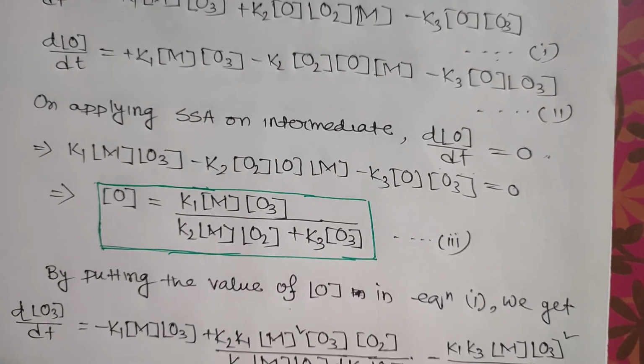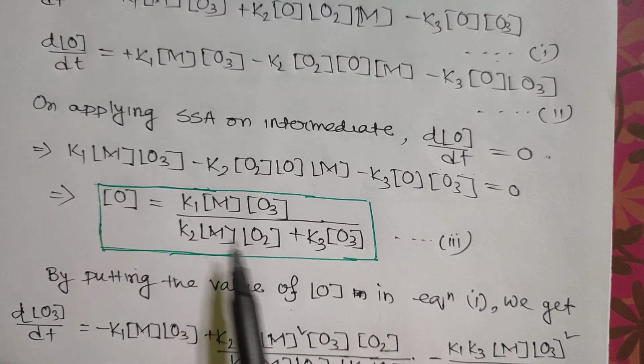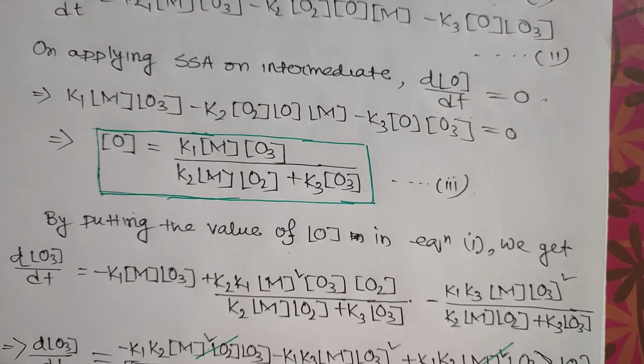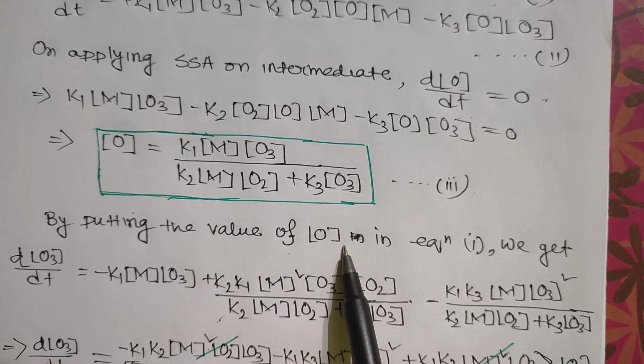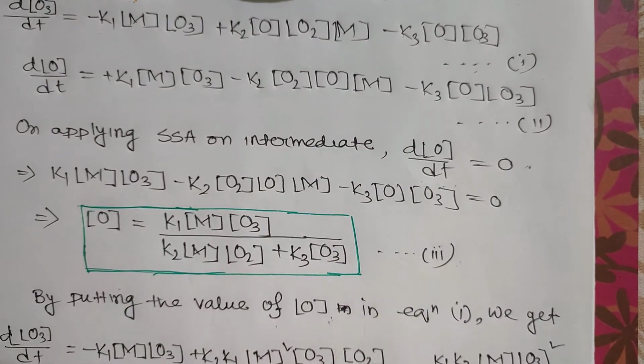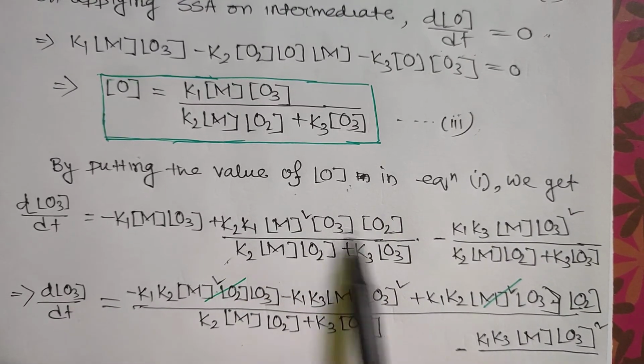From here we will get an expression of oxygen, so this is the expression of the concentration of oxygen atoms. This is equation 3, so there will be a total of 3 equations. Now by putting the value of O into equation 1, we will get this kind of equation, as it is lengthier.